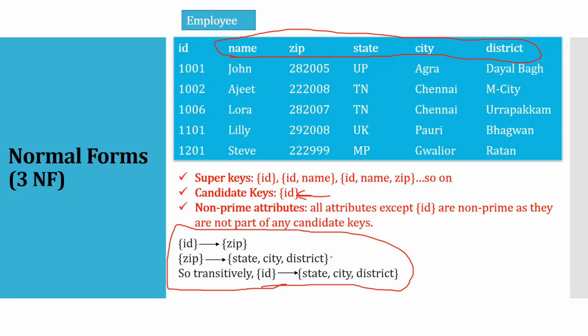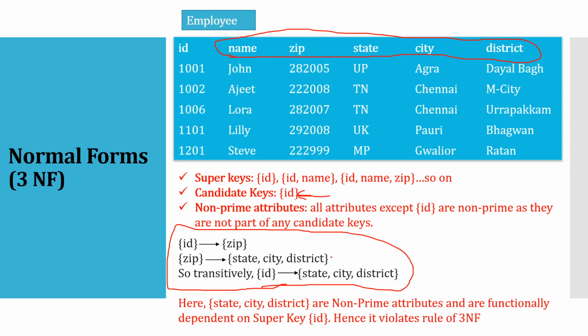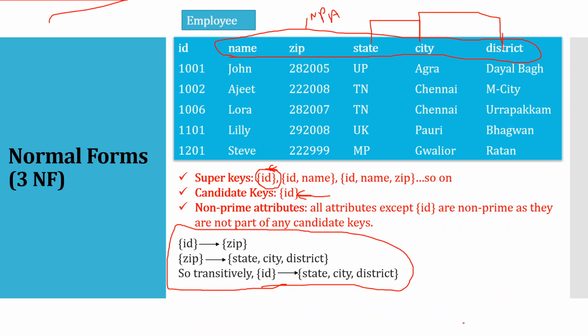Now let's see what the problem is. State, city and district are the non-prime attributes that we already stated here. So state, city and district are part of the non-prime attributes, NPA, but are functionally dependent on super key ID. We already said that ID, though it is a candidate key, can also be a super key. So it is violating the rule of 3NF. Why is it violating the rule of 3NF?